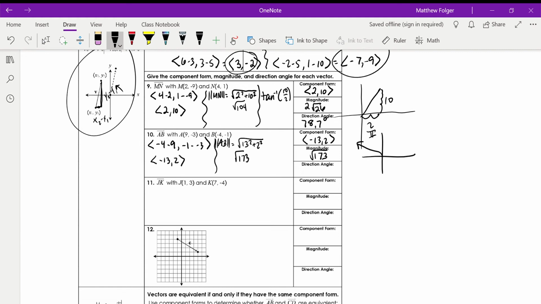Don't believe that reduces. Let me just double check real quick. 173, let's try 9. No. Yeah, no, that one does not reduce at all. And then finally, the direction angle.